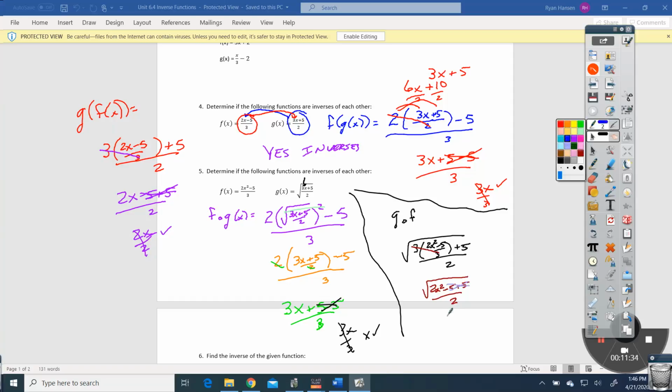So now we have 2x squared over 2 all inside the square root. The 2's cancel off. I'm left with the square root of x squared. The squared and square root cancel each other off, and I'm left with x. So yes, these are inverses.